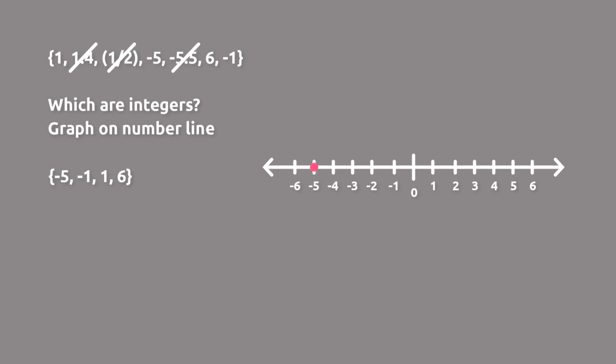-5 is going to be right here. And 1, 2, 3, 4, 5, 6 in the right direction. -1 is going to be 1 to the left of 0. 1 is going to be 1 to the right of 0. And then 6 is going to be 6 to the right of 0. So there is a graph of all the integers we were given in the list on the same number line.